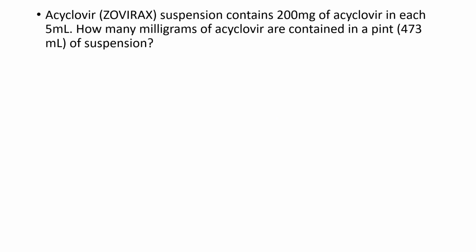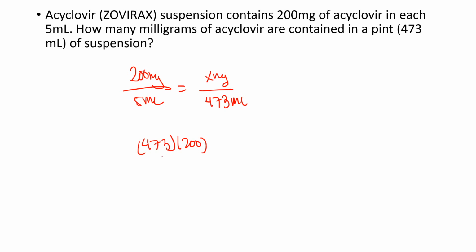So acyclovir Zovirax suspension contains 200 milligrams of acyclovir in each 5 ml. How many milligrams of acyclovir are contained in a pint of suspension? 200 milligrams per 5 ml equals x milligrams over 473 ml. So 473 multiplied by 200 divided by 5 ml. You will have 18,920 milligrams of Zovirax. That's a lot.